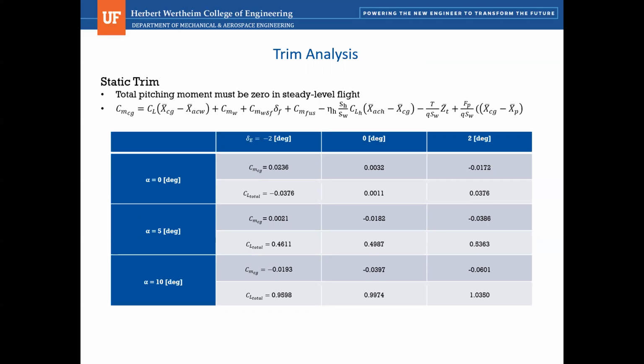And at flap deflections of negative 2 degrees and 2 degrees, we have a moment coefficient about the center of gravity of 0.02, which is positive for a negative flap deflection, and a negative value of negative 0.01217 for a positive flap deflection. Slide.